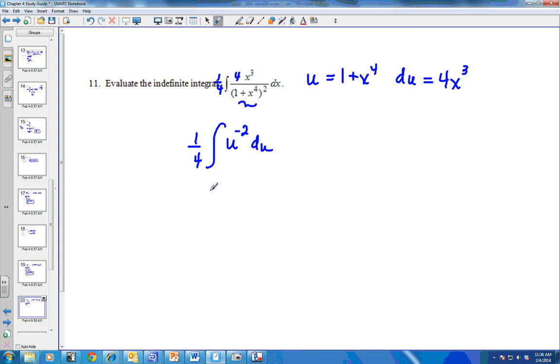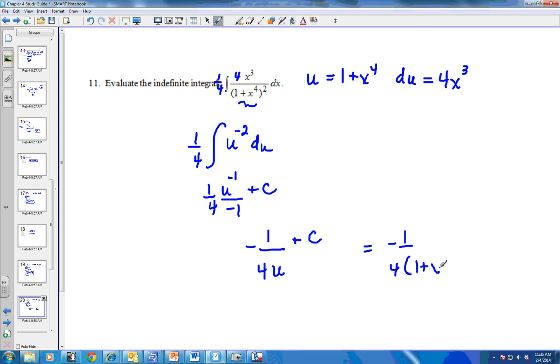When I integrate, I get 1/4 u to the negative 1 divided by negative 1 plus c. So I'm going to rewrite that as negative 1, 4 is on the bottom, and my u is on the bottom. And so I have negative 1 over 4 times 1 plus x to the fourth, plus c. Okay.